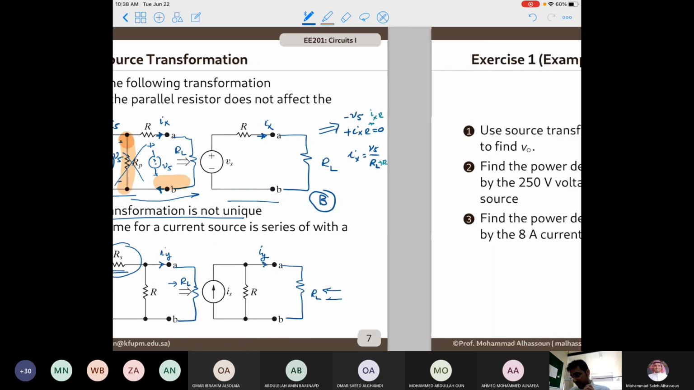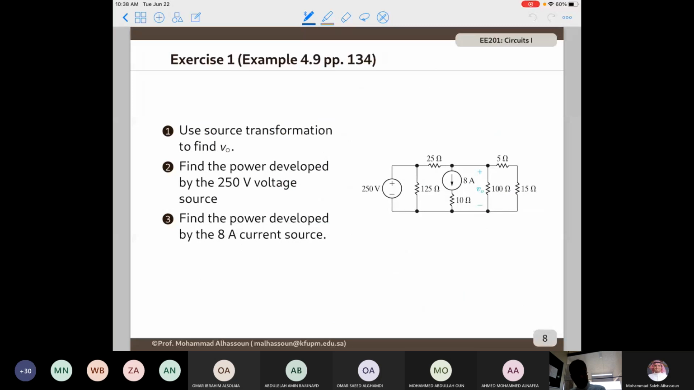We'll illustrate this with an exercise. So let's apply the source transformation to find V0. So we have V0 here. Let's try to apply source transformation to find V0. So what do we notice here? Well, we notice that we have 250 volts in parallel with 125, and we have 25 ohms. So what will be the first simplification?